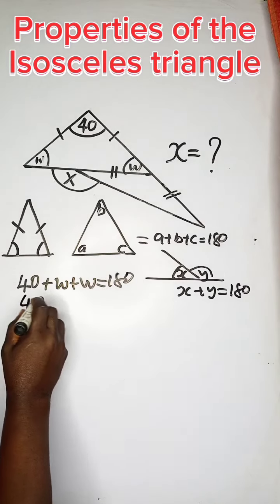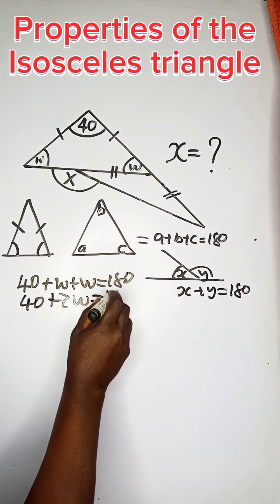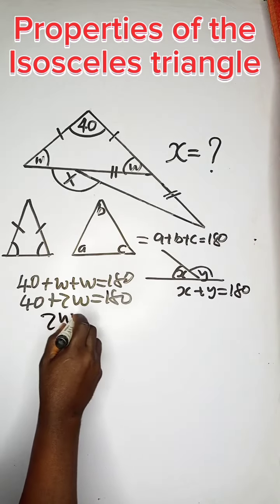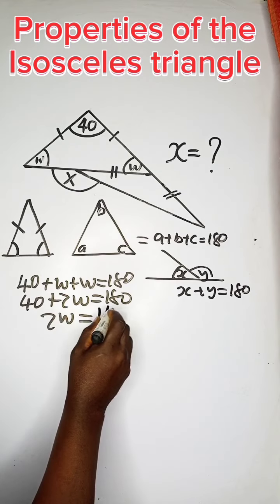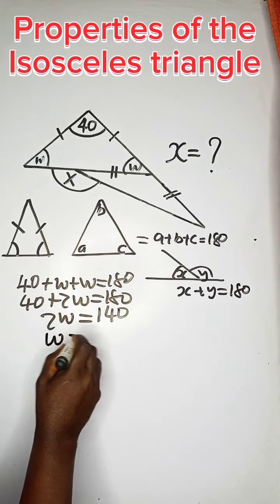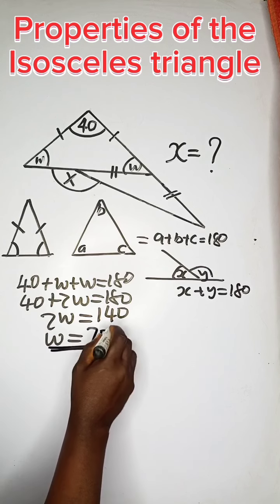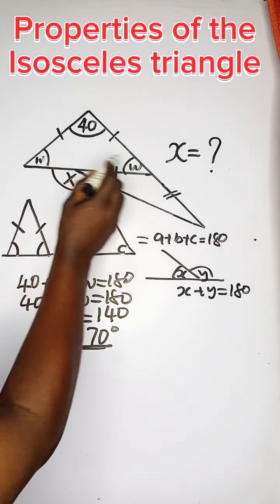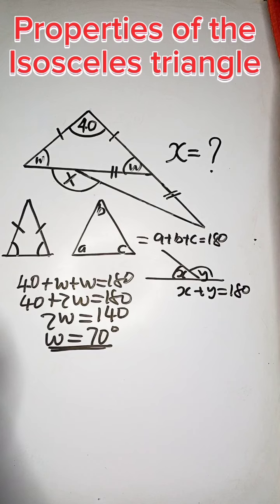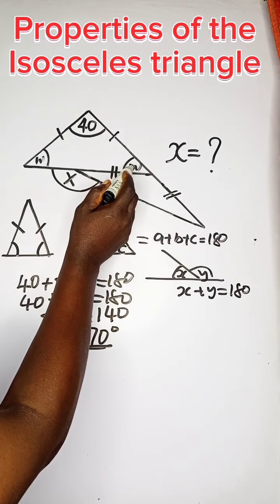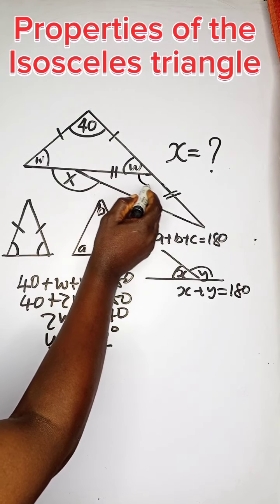All right, this means 40 plus 2W is 180. So 2W is 180 minus 40, which is 140. So W will just be 140 divided by 2, which is 70 degrees. So this angle is 70, this angle is 70. All right, we need this value in order to be able to calculate this angle.